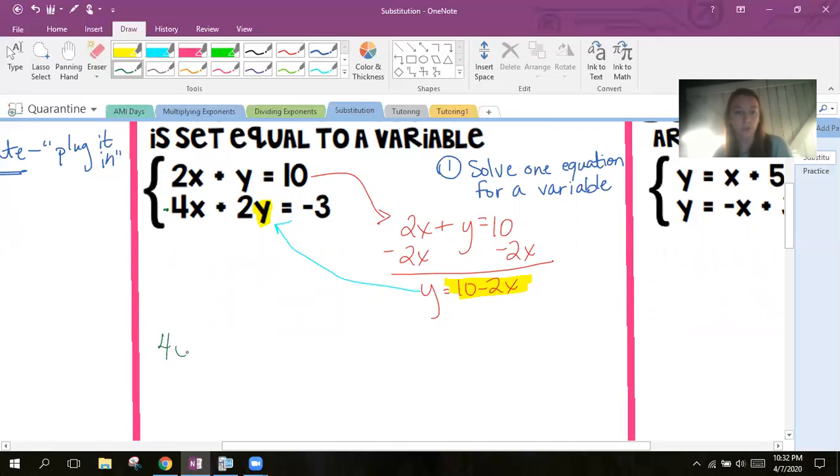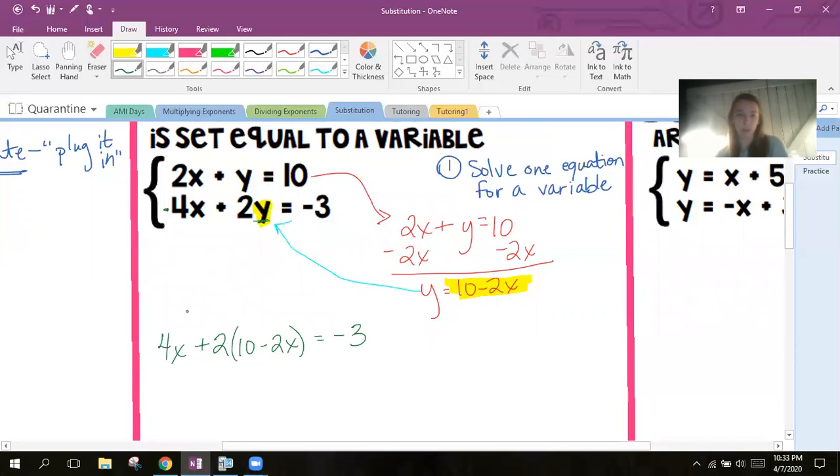Okay, so 4x plus 2, and I'm not going to write this y, because y equals 10 minus 2x, so I'm just going to plug that in. And all of that equals negative 3. Okay, so there you have it, you've started a problem for substitution. Now the rest of it, you would simplify it. But that's skills that you already know how to do, and we'll practice that in the practice problems video.